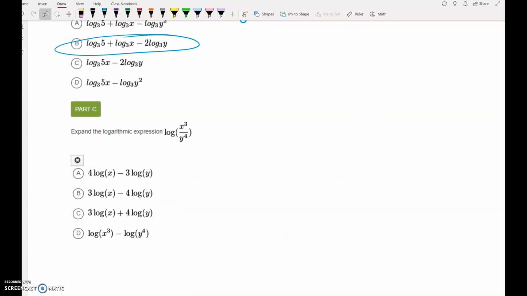Another expand. And you might be able to start doing this even quicker. It's going to be log of x to the third, so that 3 is going to go in front, and log of y to the fourth, that 4 is going to go in front. The x to the third is on the top, that log's going to be positive. The y to the fourth was on the bottom, that log's going to be negative. The plus in front you don't really need, but it's just to go along with all of that, so that would be our correct answer.